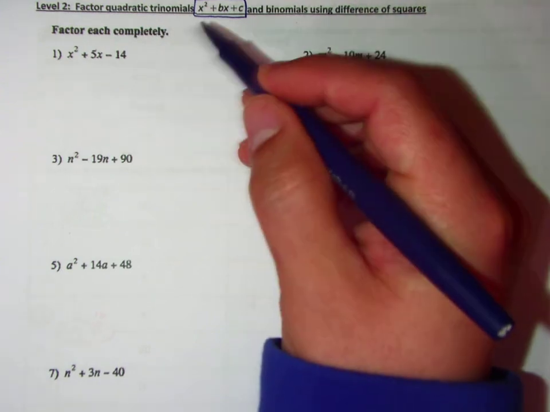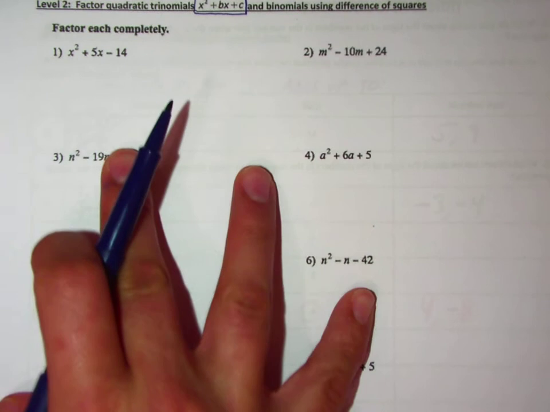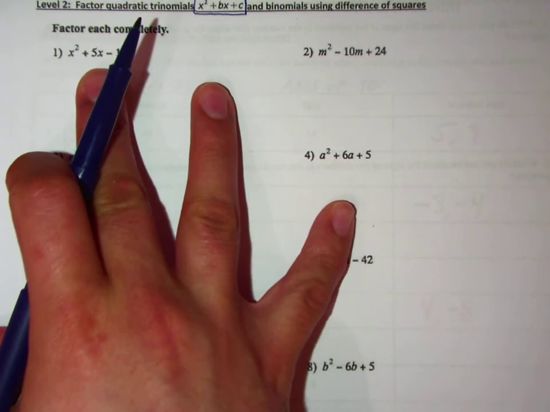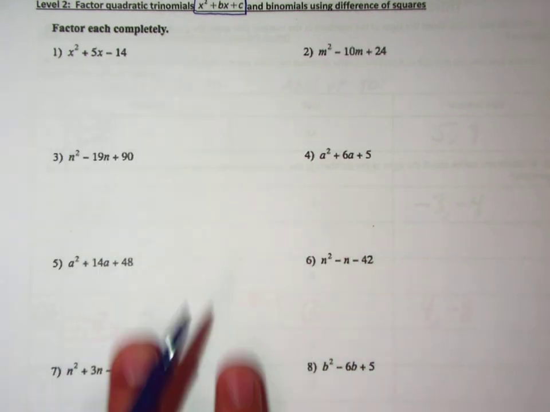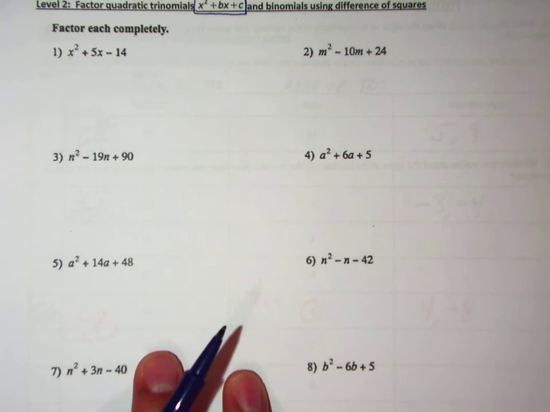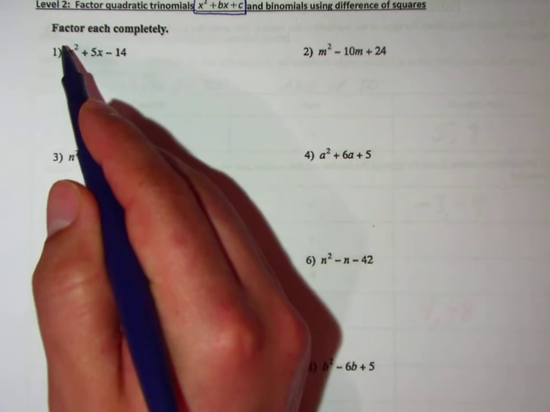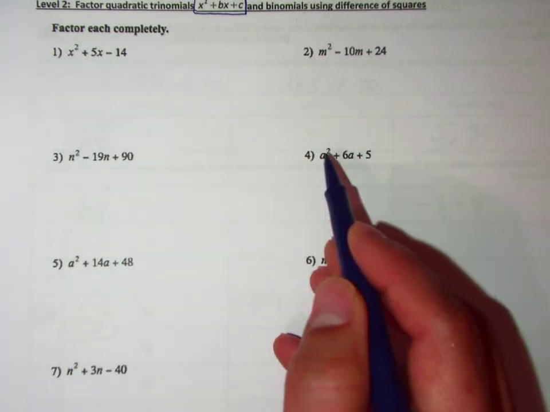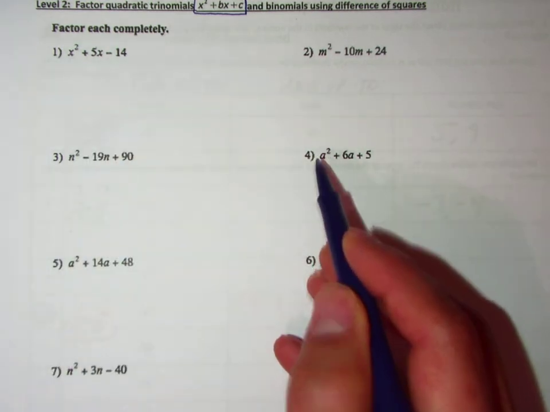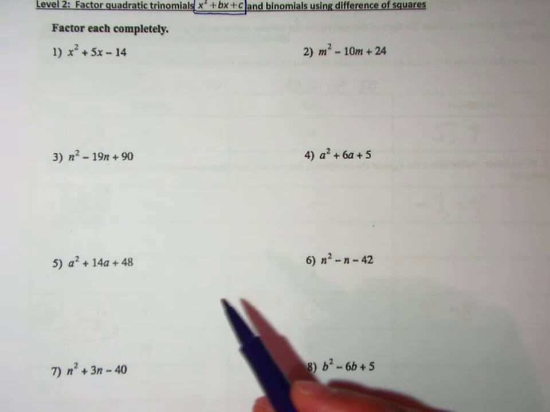But for now, whenever you have trinomials, so that's three terms, and if the leading coefficient is 1, so here we have 1x squared. For number 4, we have 1a squared. Okay, that's what we mean by a leading coefficient of 1.